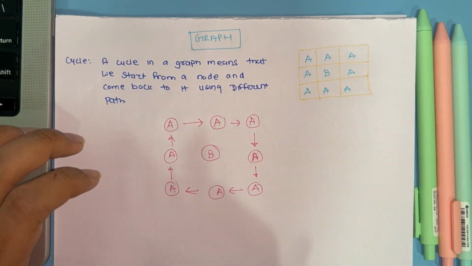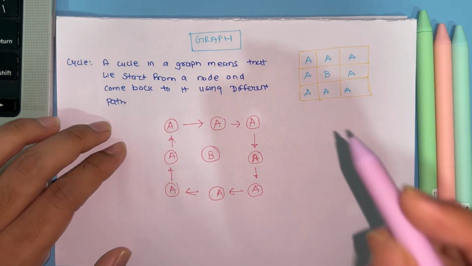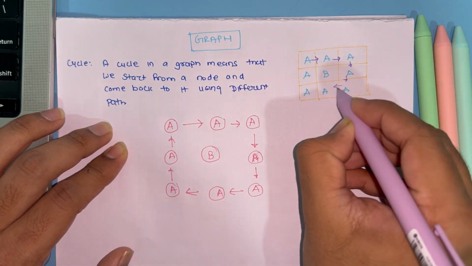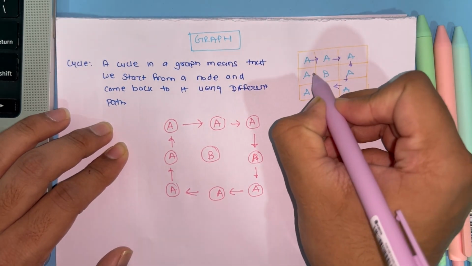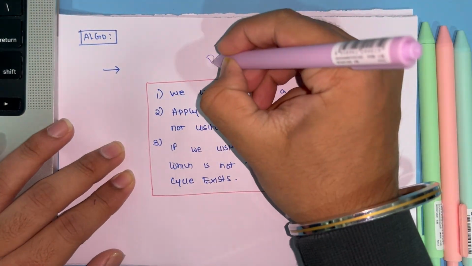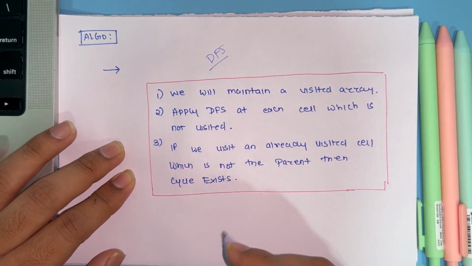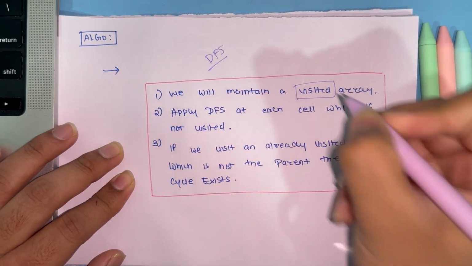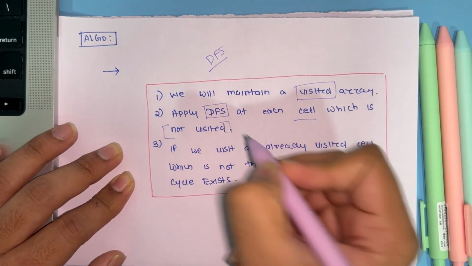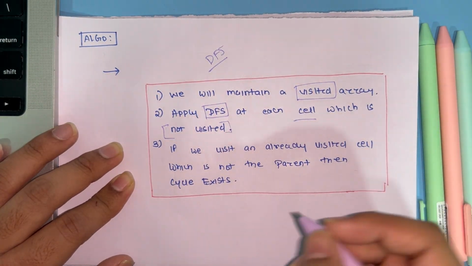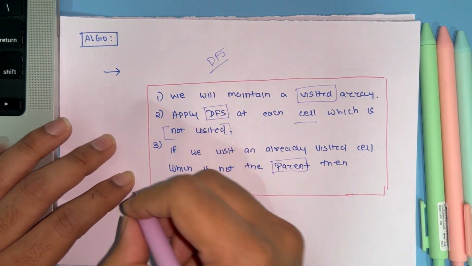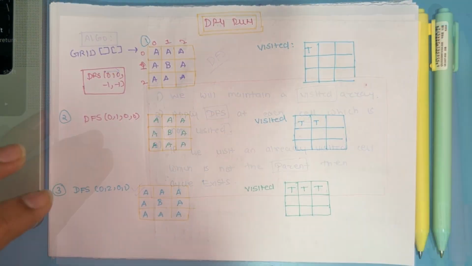What is a cycle in a graph? A cycle in a graph is basically if we start a path from a node and we are returning to that node again using some other path, it forms a cycle. You can see the algorithm is basic. We will apply basic DFS for finding the cycle. So what we'll do, we'll maintain a visited array and we'll apply DFS at all the cells which are not visited. And if any cell is visited and we find that it is not the parent cell, then we detect a cycle and just return true.